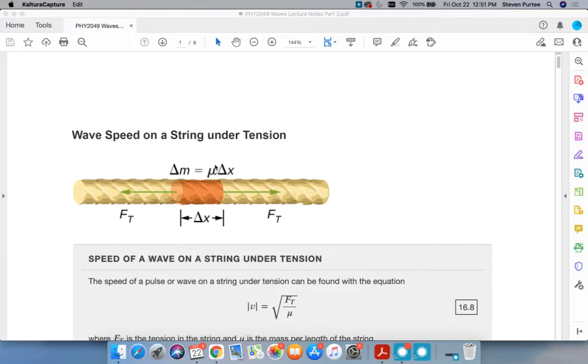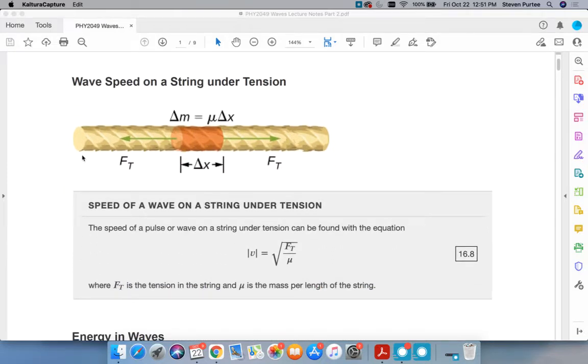We have this guy mu here that is the linear density. That's the mass per unit length. So if I take some little delta x here, some little tiny length, times my mass per unit length, that would be the amount of mass in that little orange section there.